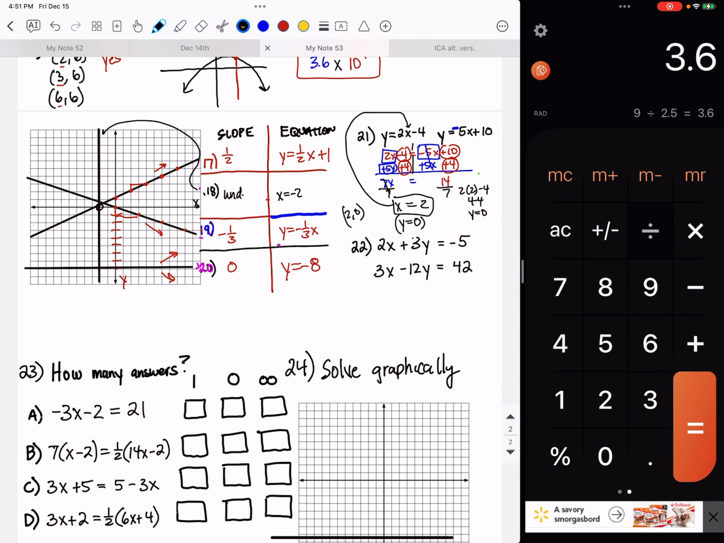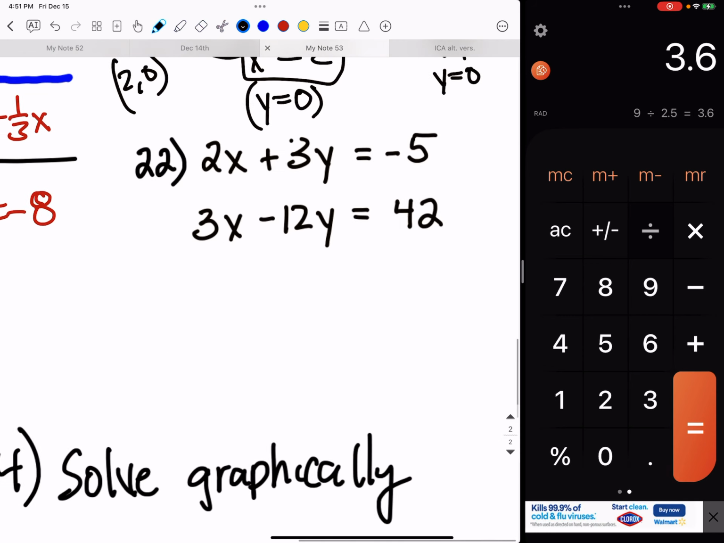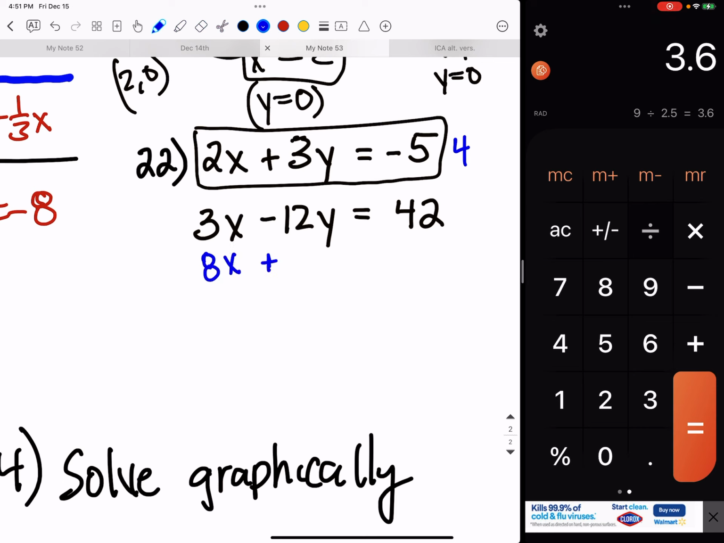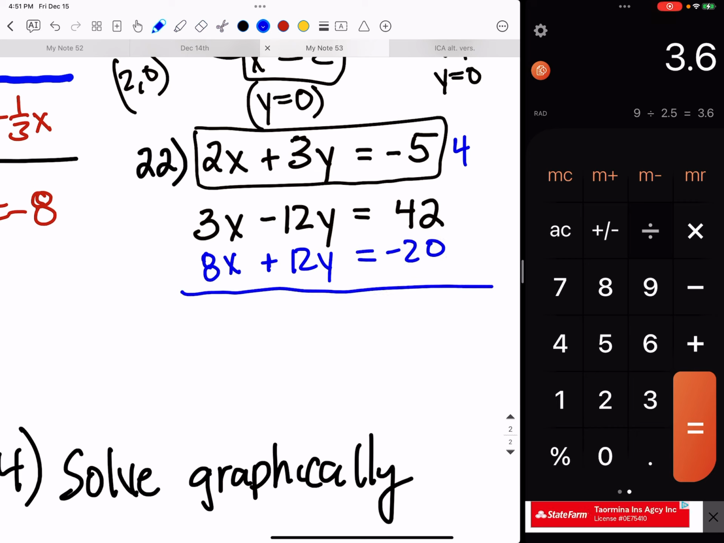Let's see. You had to multiply this one by 4. This one had to get 4 times bigger. And when that gets 4 times bigger, that becomes 8x. 3 times 4 is plus 12y. And negative 5 times 4 is negative 20. So now that I'm combining those, that's 11 x's equal 22. Divide by 11.